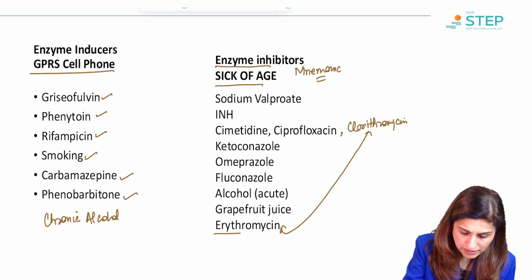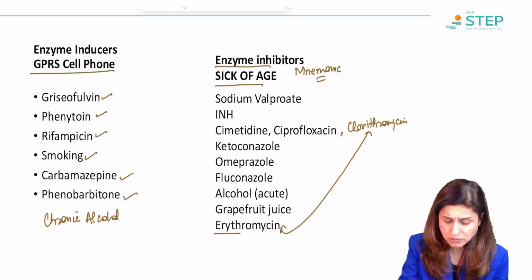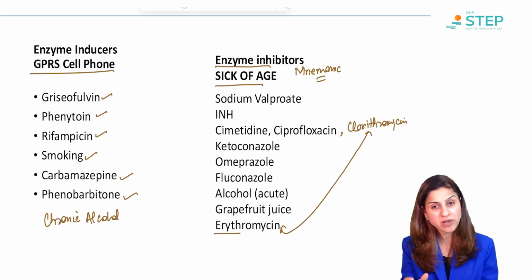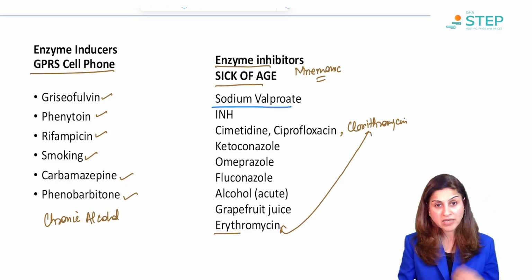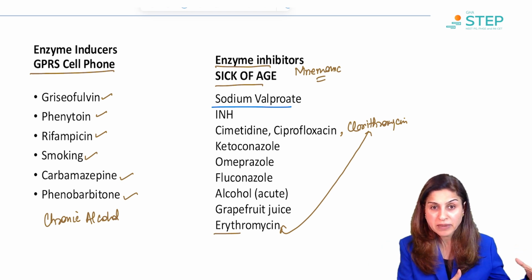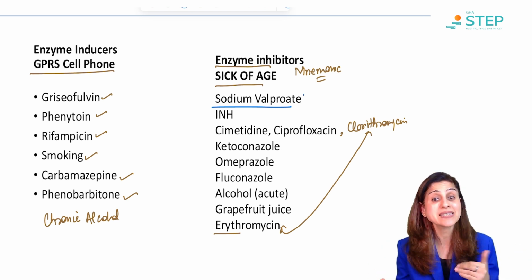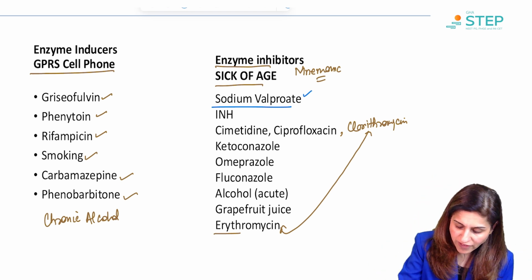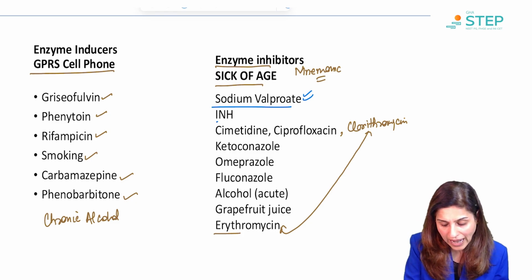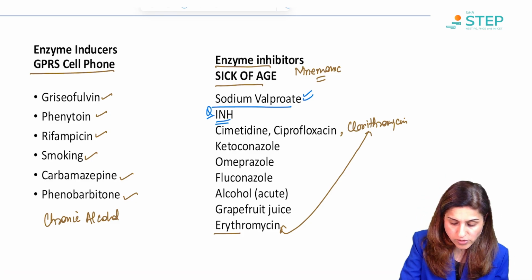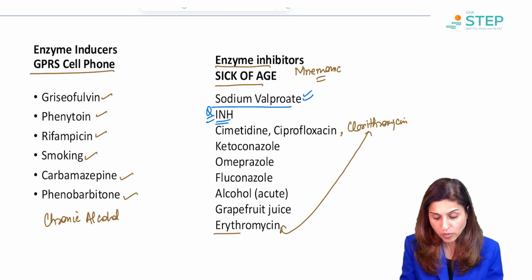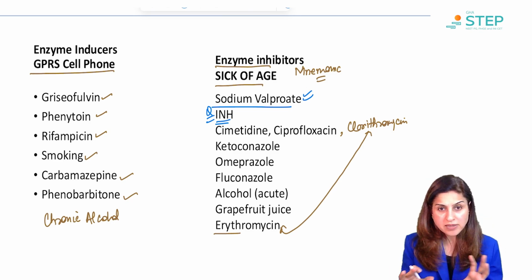Certain few points I would like to mention here. Most of the anti-epileptic drugs are enzyme inducers. The exception is sodium valproate. So another question: all of these anti-epileptics are enzyme inducers except, that will be valproate. Similarly, which anti-TB drug is an enzyme inhibitor? That is isoniazid. That is another important question. So you will be asked drug interactions.